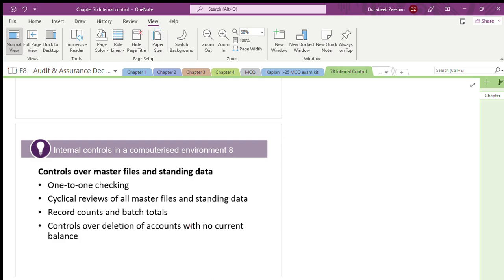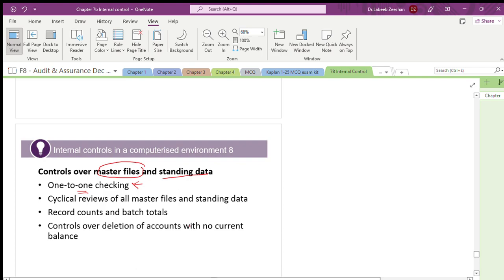Last but not the least, controls over master files and the standing data. Standing data is the data which is kept for reference. Master file is the source document. Anything happening in the master file, we have to scrutinize carefully. Every record in the master file should be checked on a one-to-one basis.